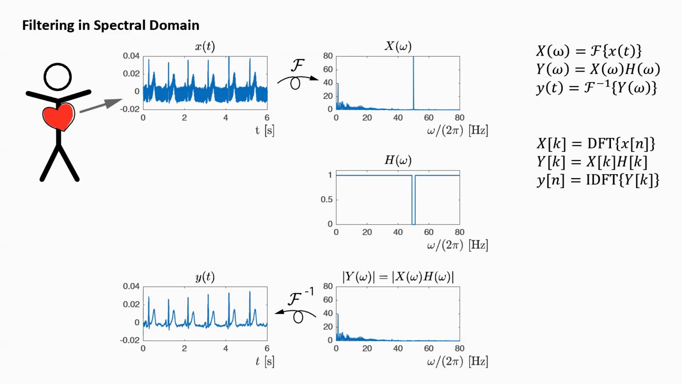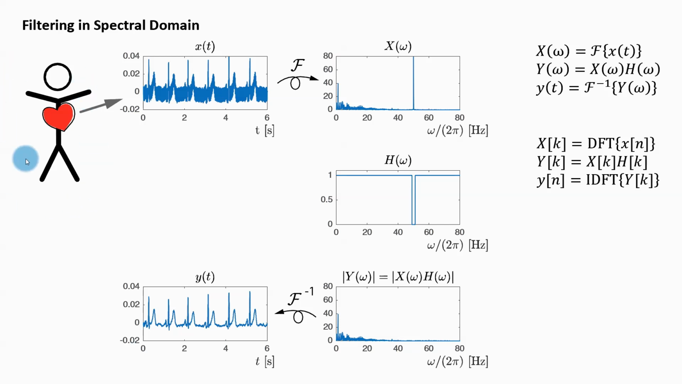Previously, I was talking about the properties of the Fourier transform and how we can use the Fourier transform to examine the spectral content of a signal. Now, I will be talking about how we can use the Fourier transform to alter the spectral content of a signal. Specifically, I will be talking about the filtering in the spectral domain. And I will motivate this by a problem that we commonly encounter in biological signal recording.